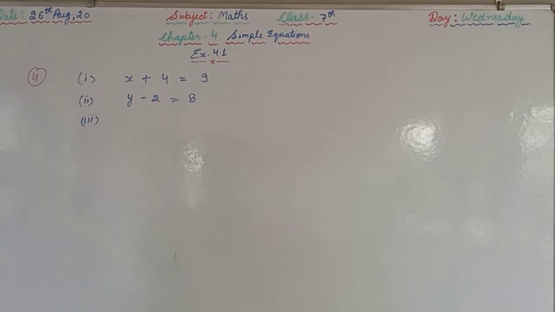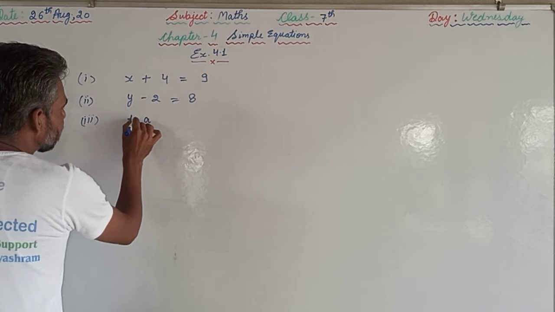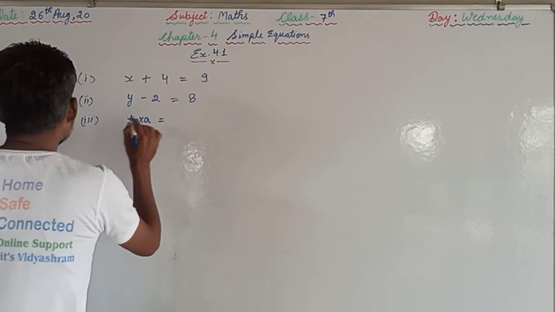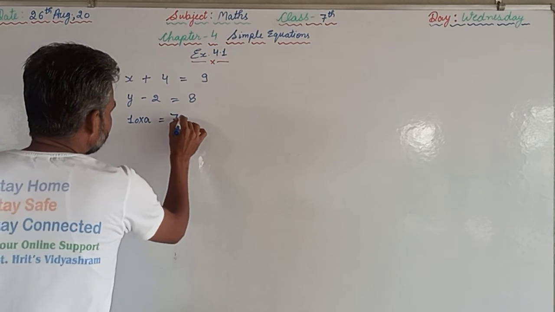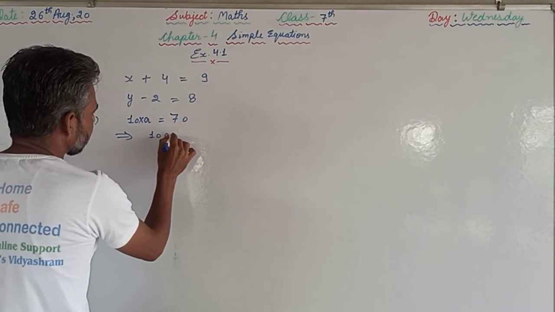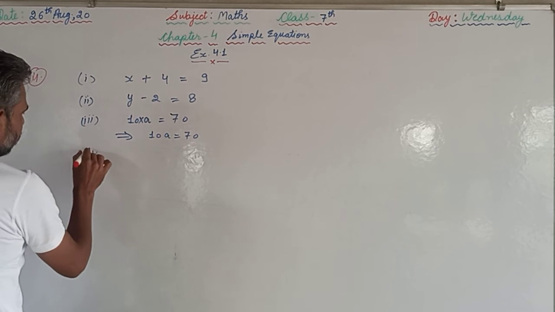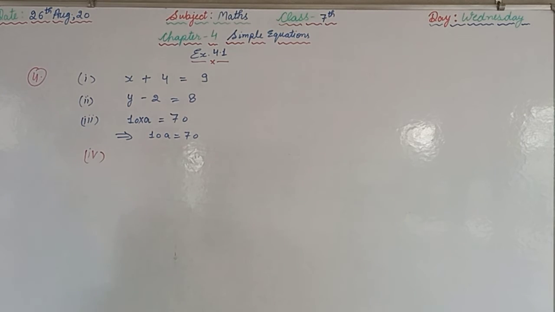In the third one, the statement is 10 times a is 70. 10 times a means 10 into a is equal to 70. It can be modified as 10a is equal to 70. Now afterwards we are supposed to move towards the fourth part.